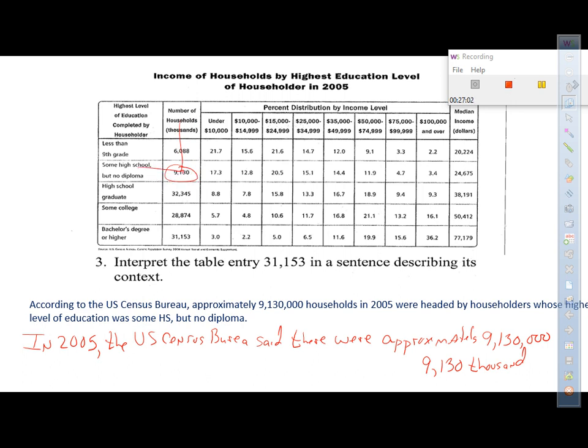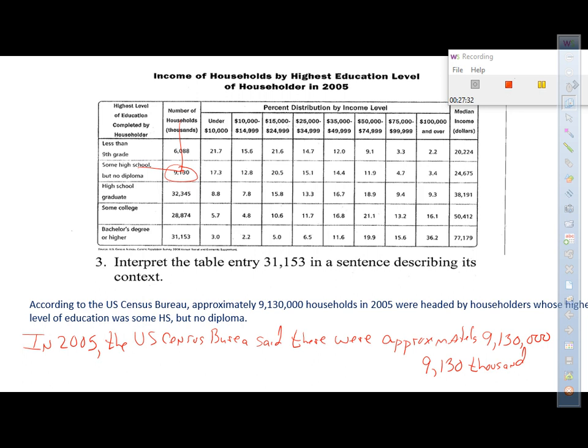So once again, the way I had listed it, according to the U.S. Census Bureau, so I got the who said it out of the way. Approximately, I got the rounded out of the way. 9,130,000 households in 2005 were headed, and guys, we're okay if you don't say householders, we could say headed by those whose level of education was some high school but no diploma.